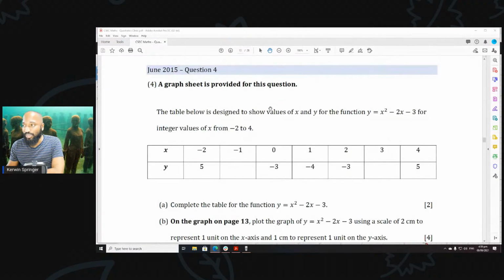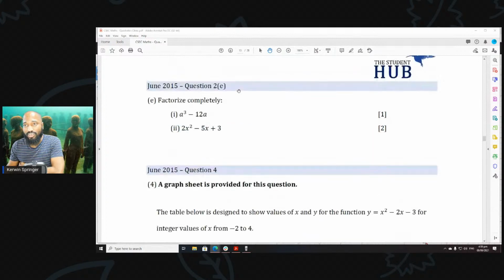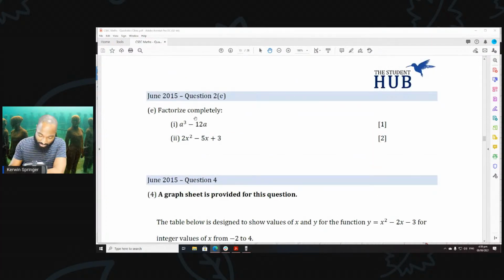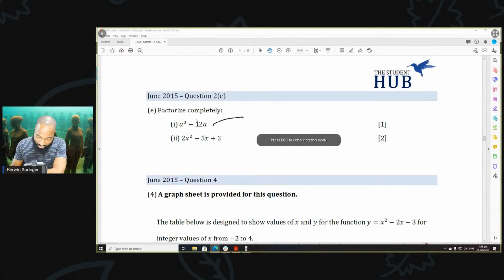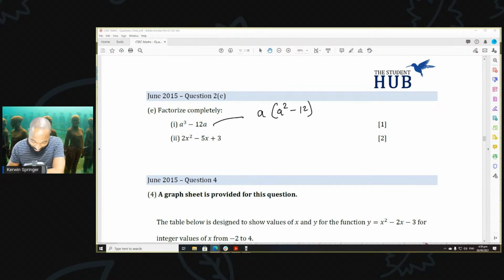Look at that, page 13 out of 28. Factorize completely. Oh my gosh, we are fed up of this. So a into a squared minus 12. Anything here for the people? This is not a square number, so nothing for the people.